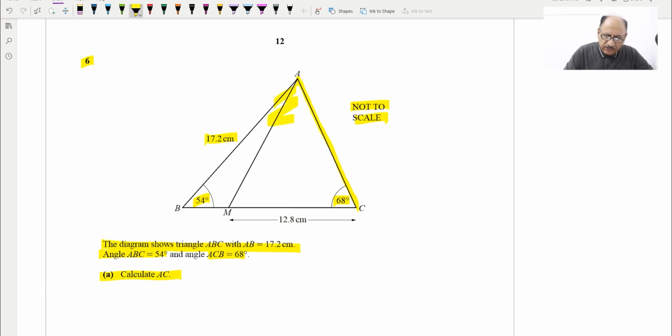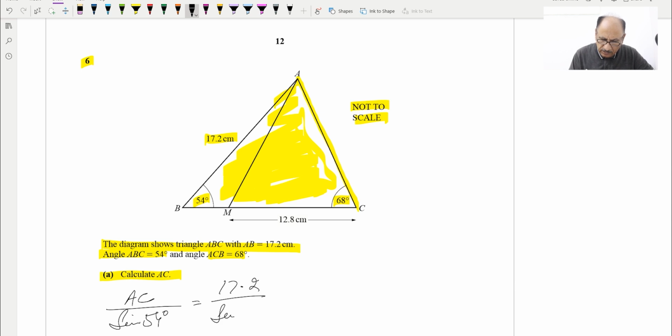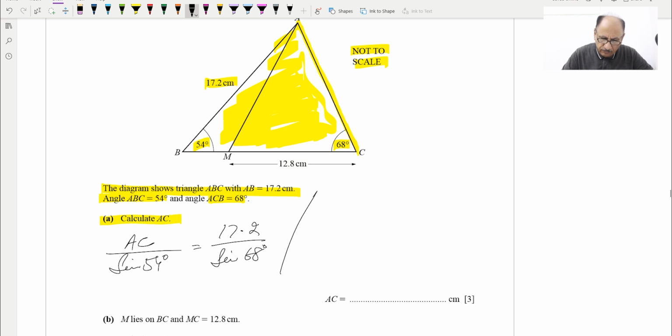We can consider this bigger triangle for which we have two angles and one side. Two angles and one side we have. So we can consider this and we can apply sine rule. So we can write sine of AC. So AC is required. So we'll write AC over sine of angle 54 degrees is equal to 17.2 over sine of 68 degrees, and further we can just simplify.